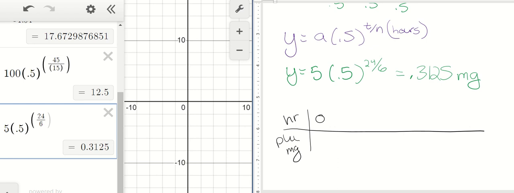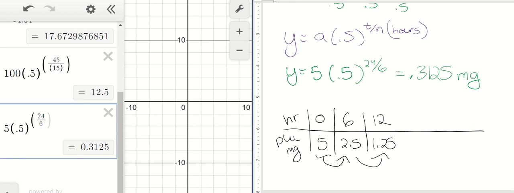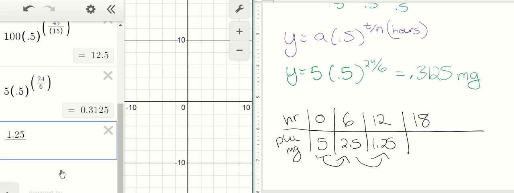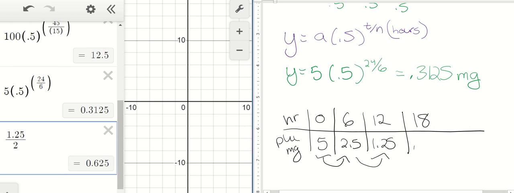At 0 hours, you have 5 milligrams of plutonium. We know every 6 hours, this number is going to cut in half, so this becomes 2.5. At 12 hours, it's become 1.25. At 18 hours, I can't do that off the top of my head, but we're going to use the calculator. It's become 0.625. And at 24 hours, it's going to become 0.3125.